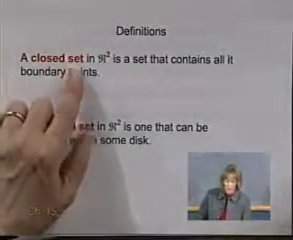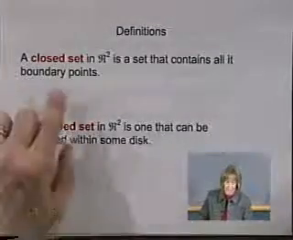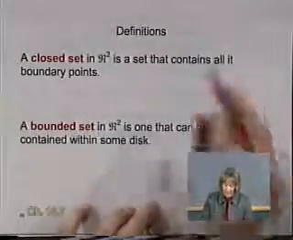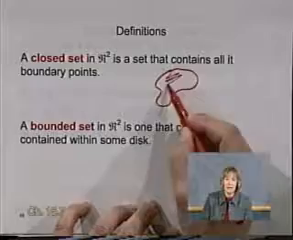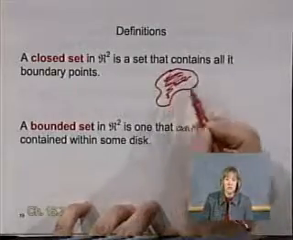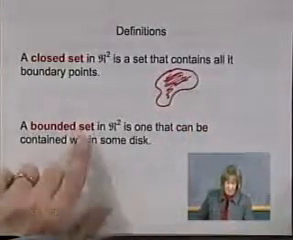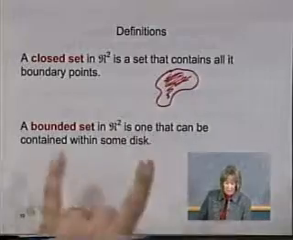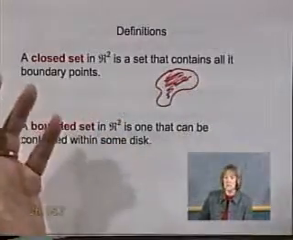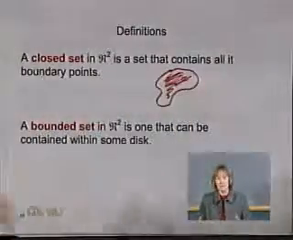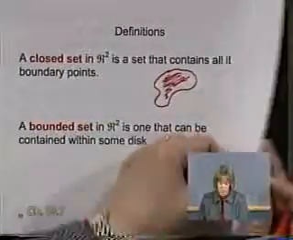First of all, a closed set in R2 is a set that contains its boundary. So if I have a set like this in two-dimensional space, and I have the interior, to make it be a closed set, I have to include the edge. A bounded set is one that can be contained within some disk, or you could say within some square or some box. It doesn't go without bound. It's bounded. Okay, we have those two definitions.